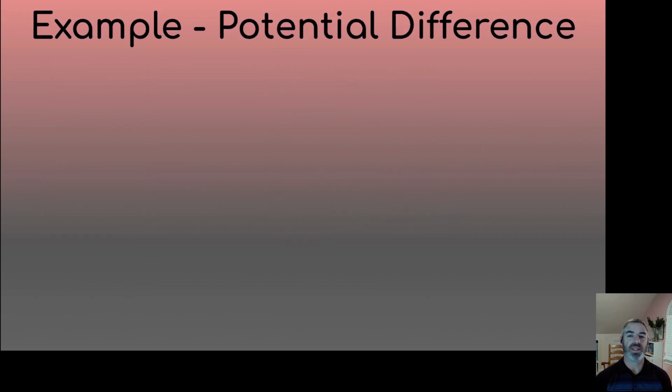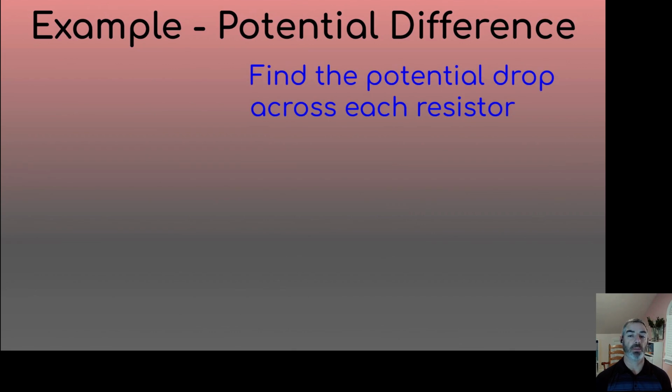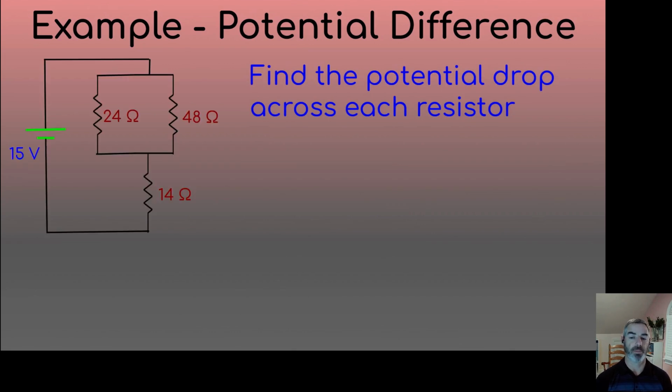So let's find the potential difference, or the potential drop, across each of the resistors in this circuit. So the first thing that we're going to do is use Kirchhoff's rules. So always write your Kirchhoff's rules.